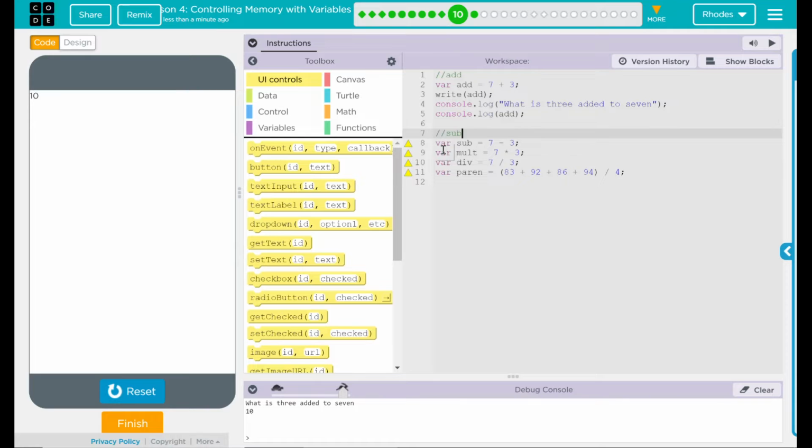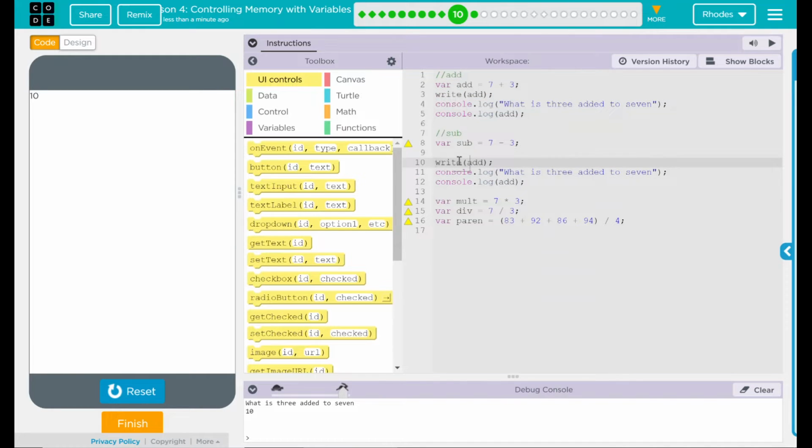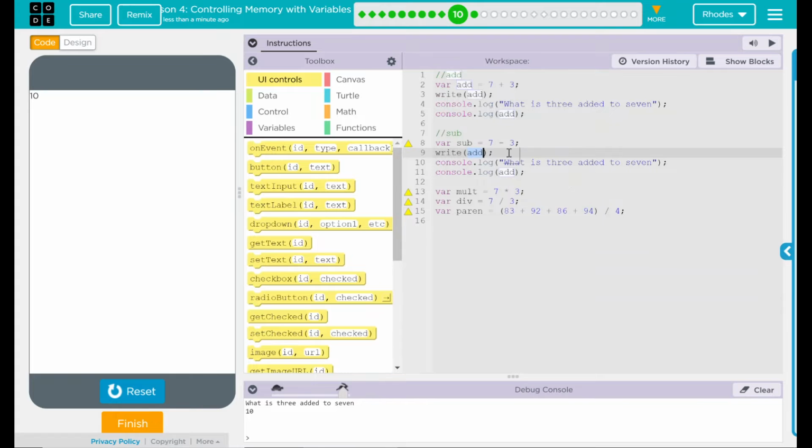Second one is going to be subtraction, so I'm going to comment that out as sub. I can look above now to get everything I need, or I could come up here and just copy and paste it. So Control C, come down here, Control V. I have to change some things. It's not addition anymore. It is now sub for subtraction, and 3 subtracted from 7, and then we want the log to be sub again.